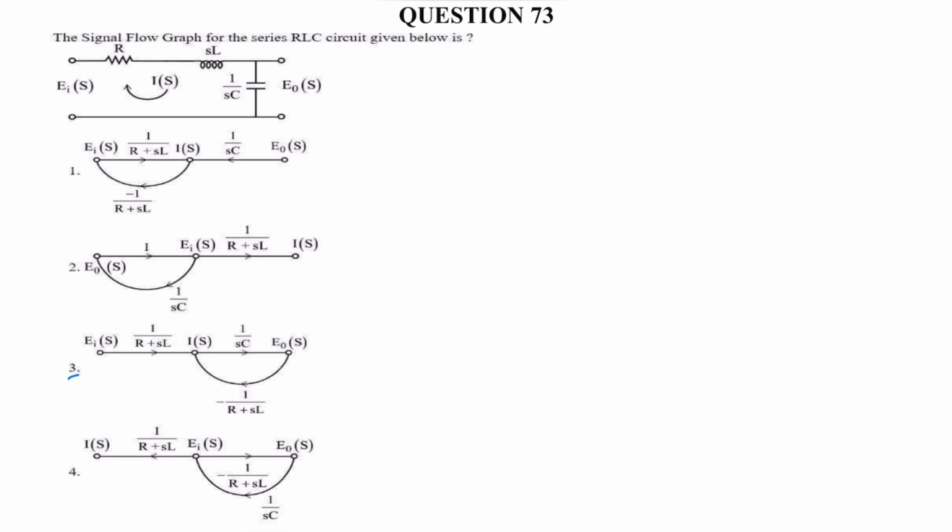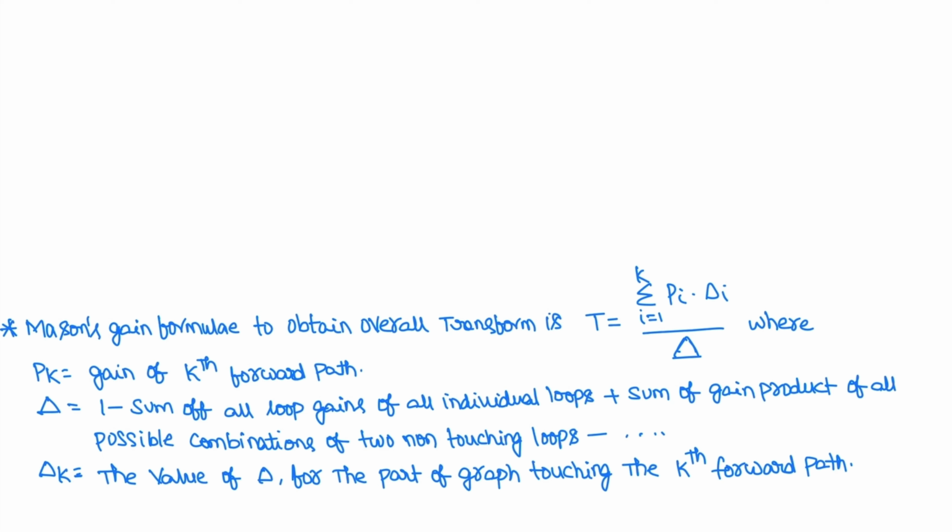Next question. Given a series RLC circuit, they asked to calculate the transfer function, and for this series RLC circuit we need to give the block diagram, signal flow graph. So when a signal flow graph is given, we can calculate the transfer function for the signal flow graph using Mason's gain formula.